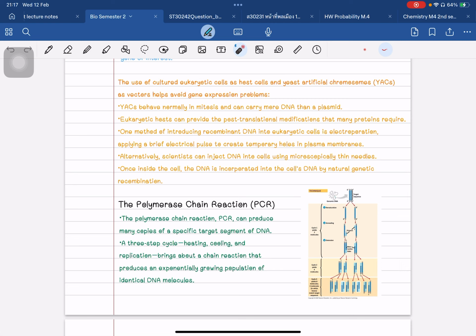The next method is the polymerase chain reaction, or PCR. The PCR can produce many copies of a specific target segment of DNA. The three-step cycle of heating, cooling, and replication brings about the chain reaction that produces an exponentially growing population of identical DNA molecules.